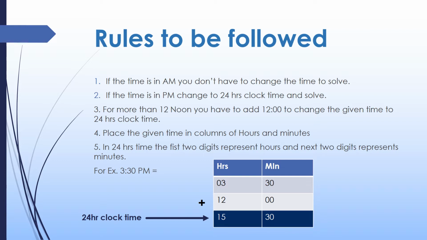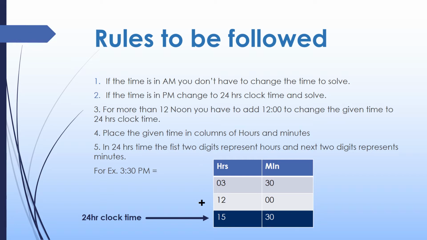Third point, for times after 12 noon, you have to add 1200 to change the given time to 24-hour clock time. Place the given time in columns of hours and minutes. In 24-hour clock time, the first two digits represent the hours and the next two digits represent the minutes.